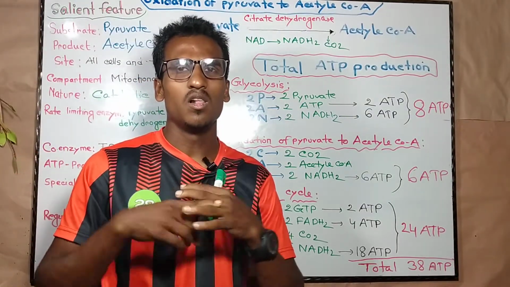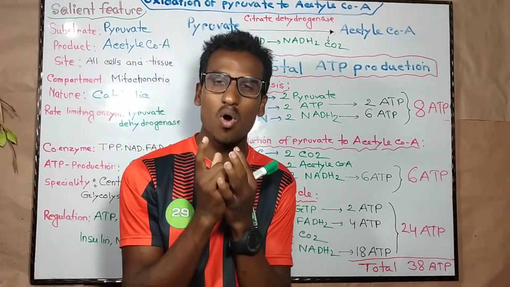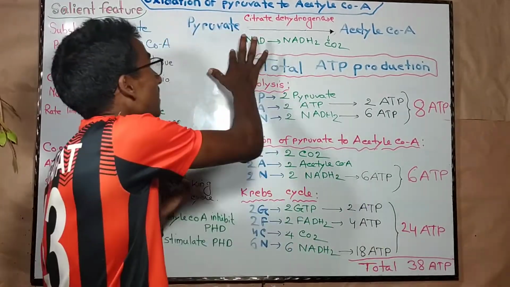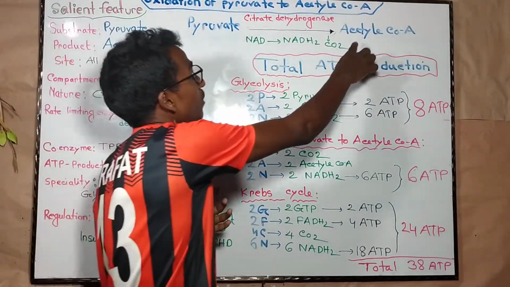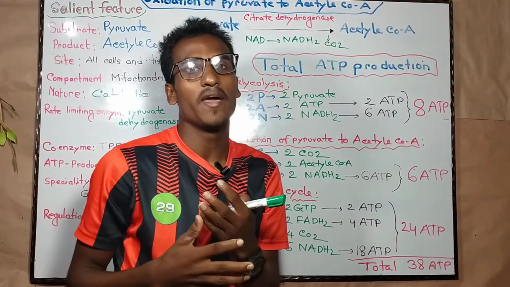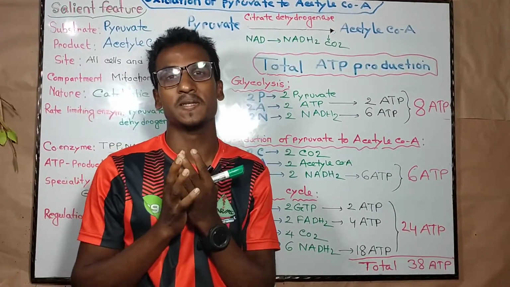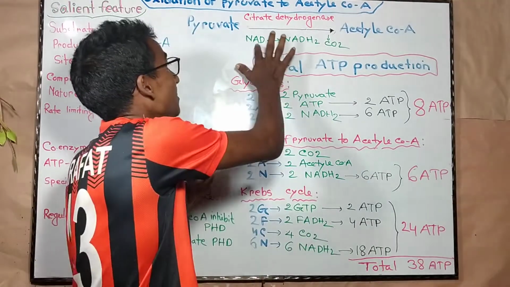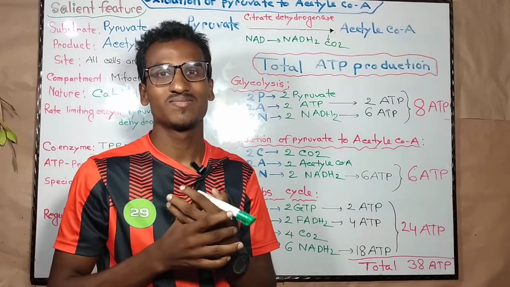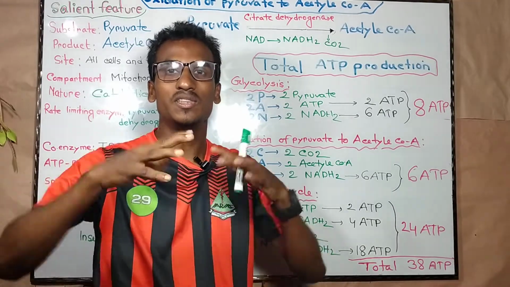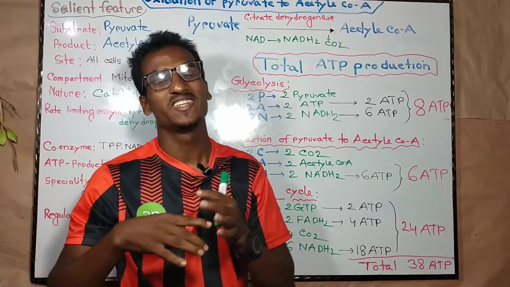Now, look at the reaction of this process. Just one reaction: the oxidative decarboxylation of pyruvate to acetyl CoA by the pyruvate dehydrogenase enzyme. Here NADH is produced and one carbon dioxide is produced. So this is the end of the second step, oxidation of pyruvate to acetyl CoA.